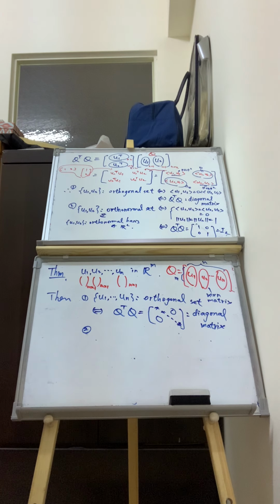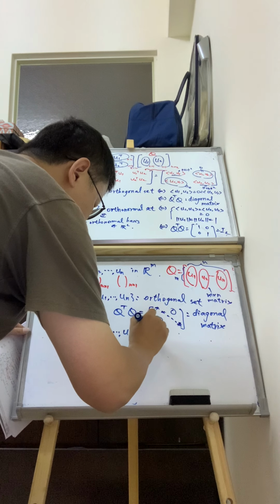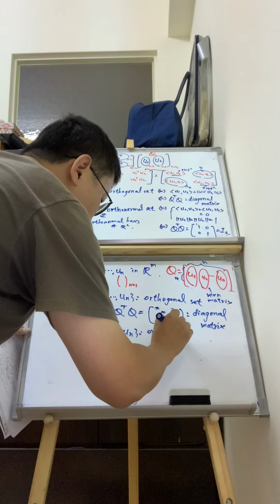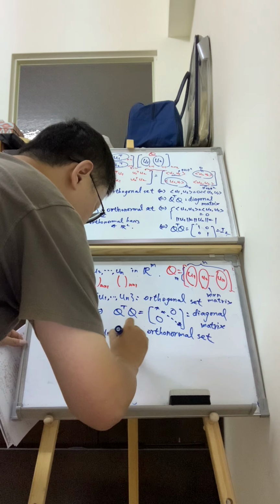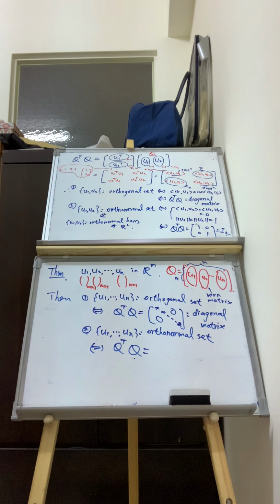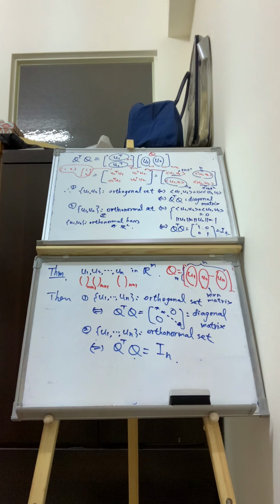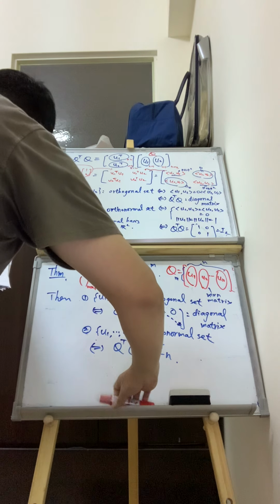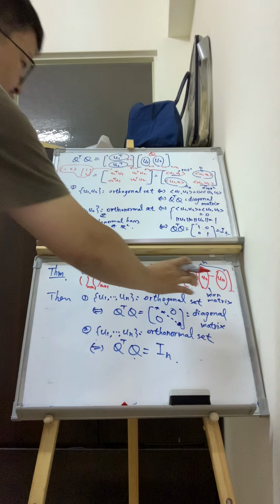Second one. And if it's also a normal set, then Q transpose Q, the diagonal entry should be 1. So in other words, it's identity. And in this case, we also call it an orthogonal matrix.